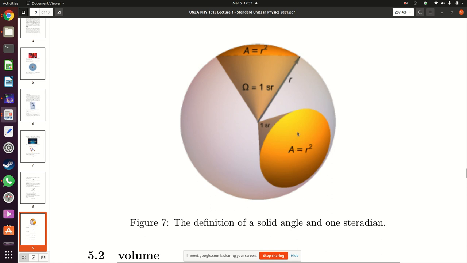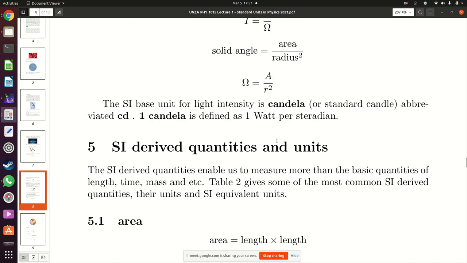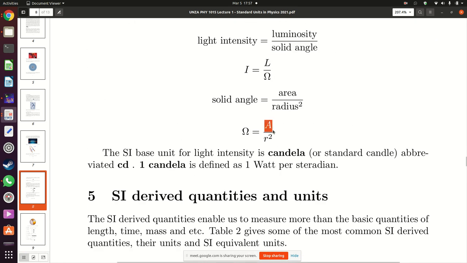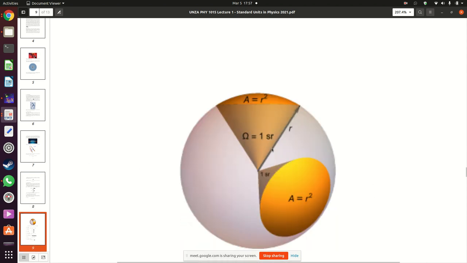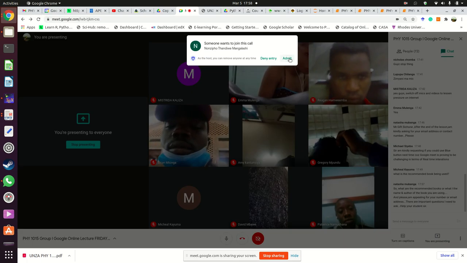Area is equal to, you can say, pi r squared, whatever it is. Then you divide by the distance from the source of light. So you have the area on which the light is falling, the light from your bulb, whether it's 6 watts or 8 watts. If you've got a bulb in your room, then the area of the wall on which that light is falling, divided by the distance squared from the wall to the source of light, is what gives you something called solid angle. Are we clear?